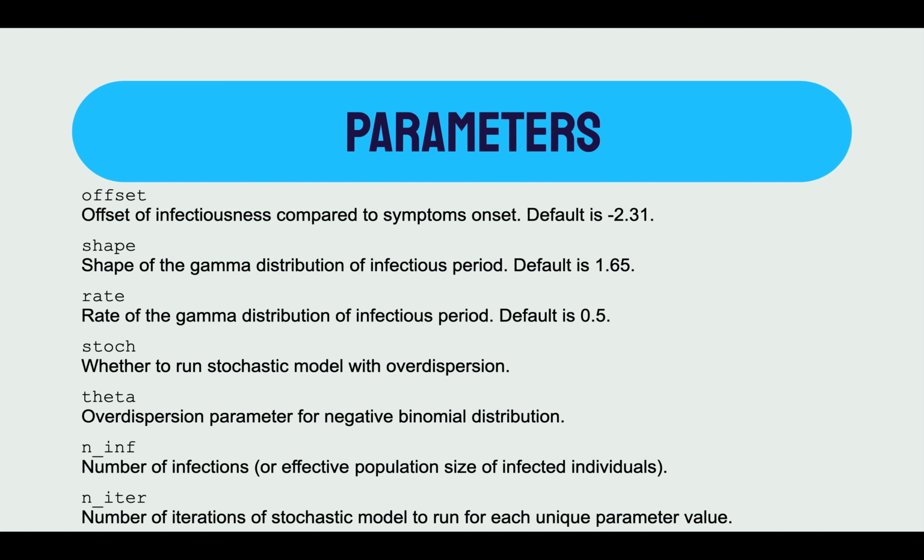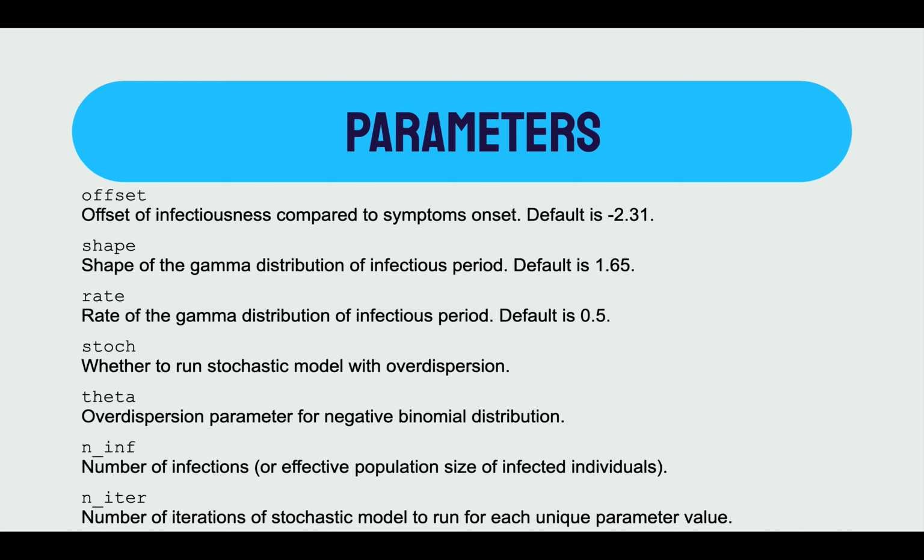right. And then shape is going to be the shape of the gamma distribution that's used for the infectiousness period. The default here is 1.65. And rate is going to be the rate of the gamma distribution of the infectious period. And so those three pieces are going to play into those distributions that are being used in that integral in the infect matrix that determine the effective R values that are plugged into that infect matrix.